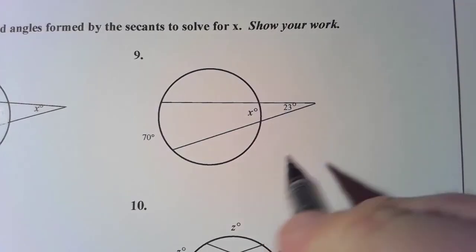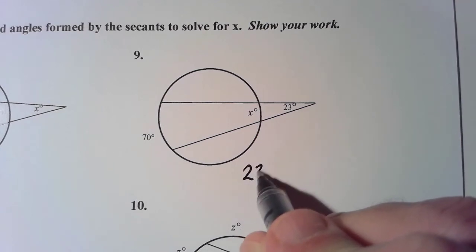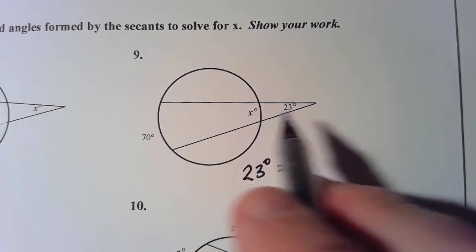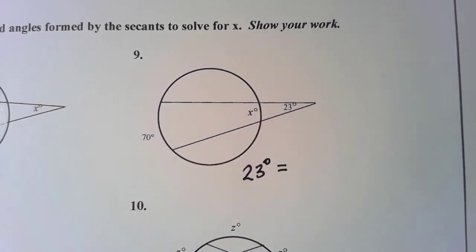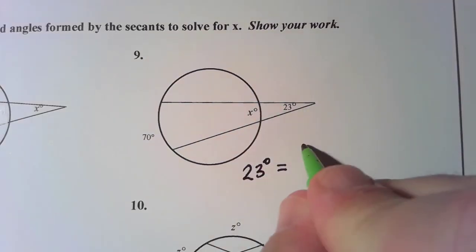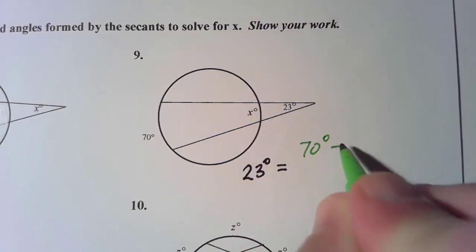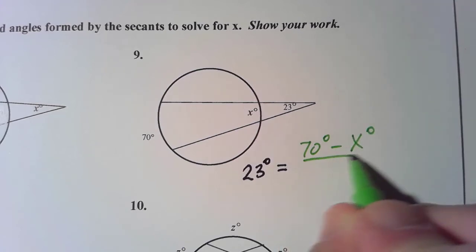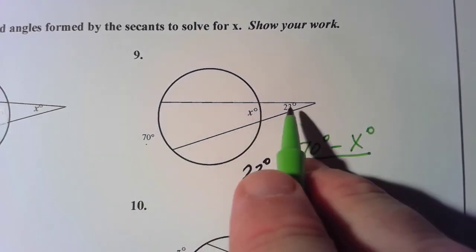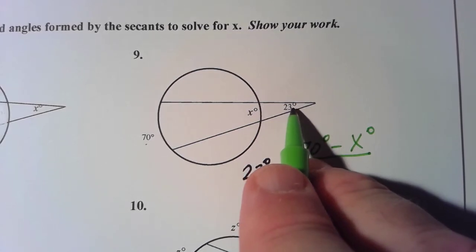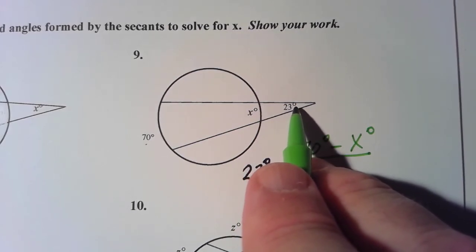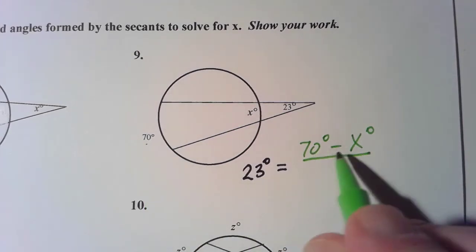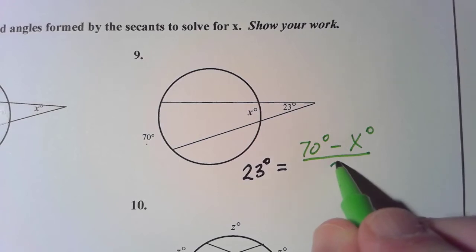Angle already. So we know the angle equals subtract the arcs, divide by 2. Subtract the arcs, divide by 2. So I'm going to subtract the bigger arc, and the smaller arc is x. Okay, see how I did not subtract 70 and 23? 23 is not an arc. Don't subtract 23 from 70 if it's not an arc. You subtract the arcs. Divide by 2.